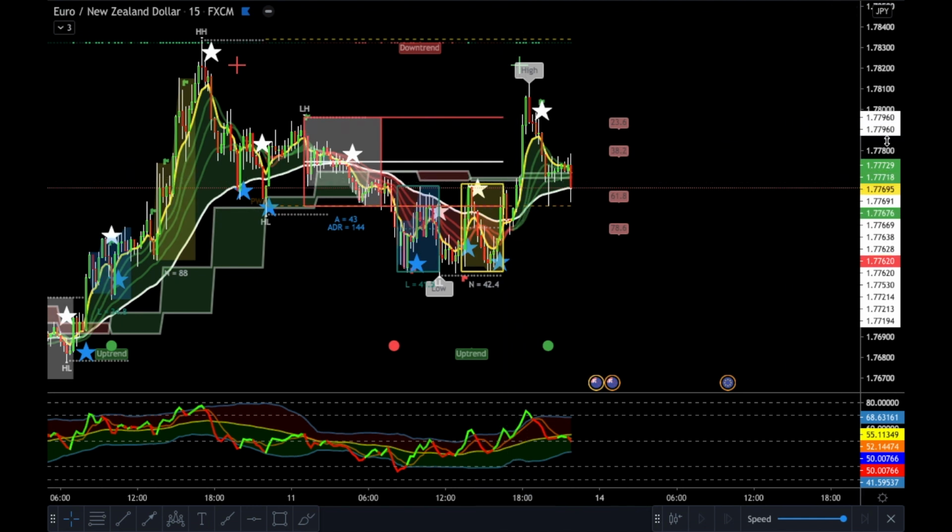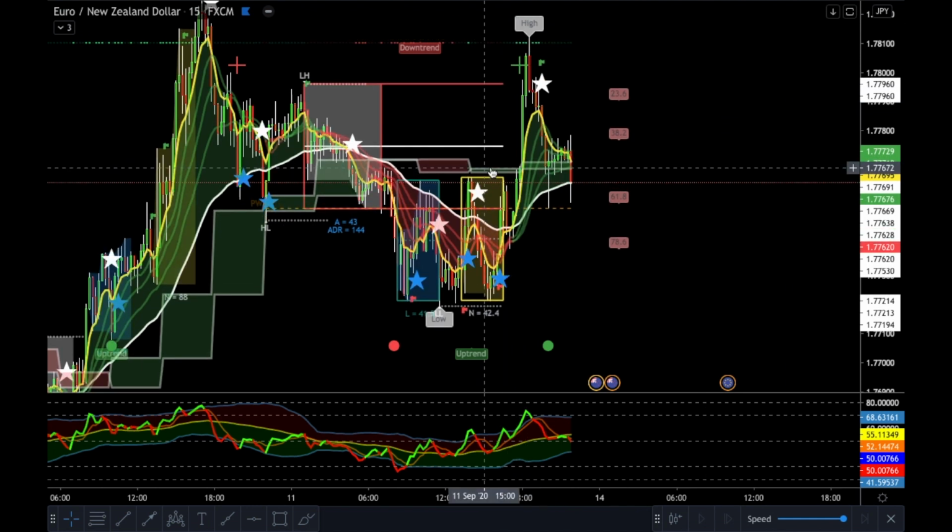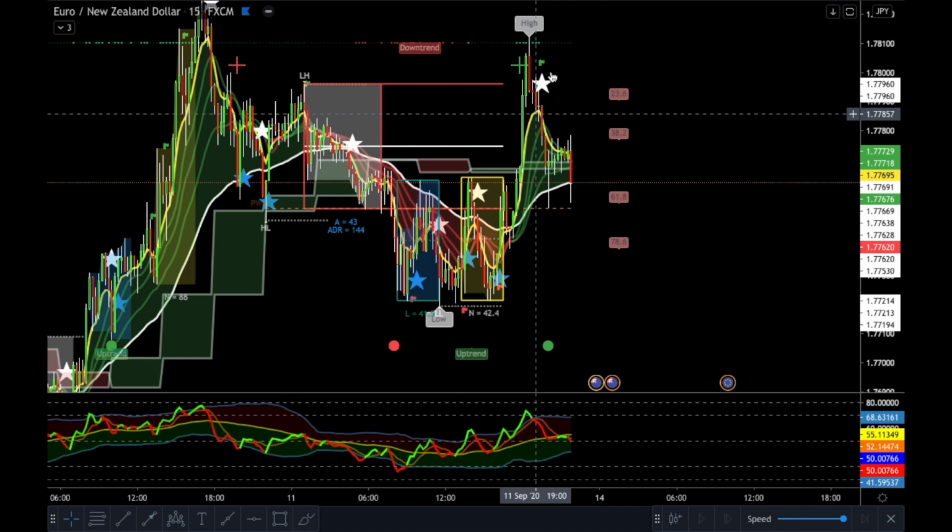You can see that the 4-hour trend had started to appear. It was red here previously, but it's started to appear here. So it's telling me the 4-hour trend is bullish. You can see price coming up here.